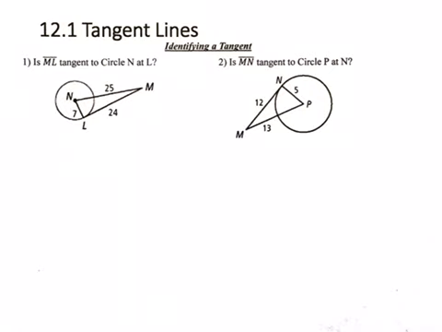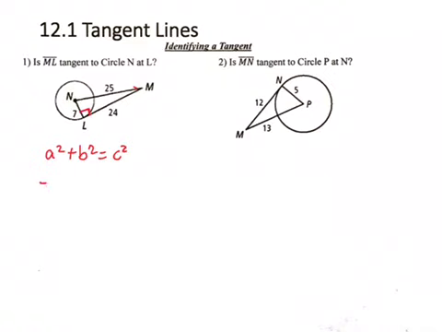So here they're asking, is ML tangent to circle N at L? Well, to test to see if this is perpendicular here, we're looking to see if this is a right angle, we pretty much have to prove that this is a right triangle. And to do that, we use the Pythagorean theorem. So if these measurements satisfy the Pythagorean theorem, we know we're dealing with a right triangle, which means that that would be a right angle.